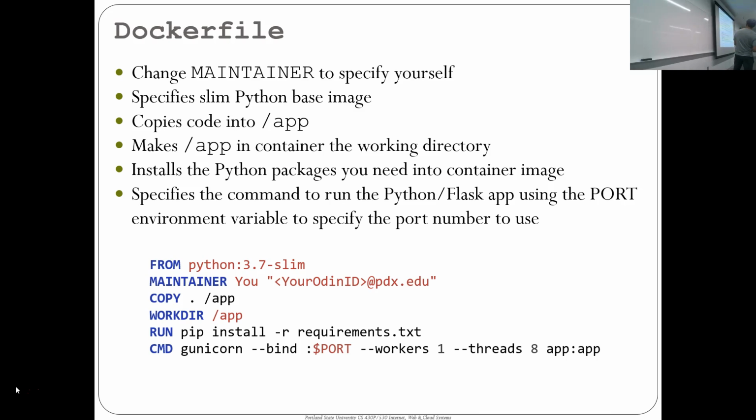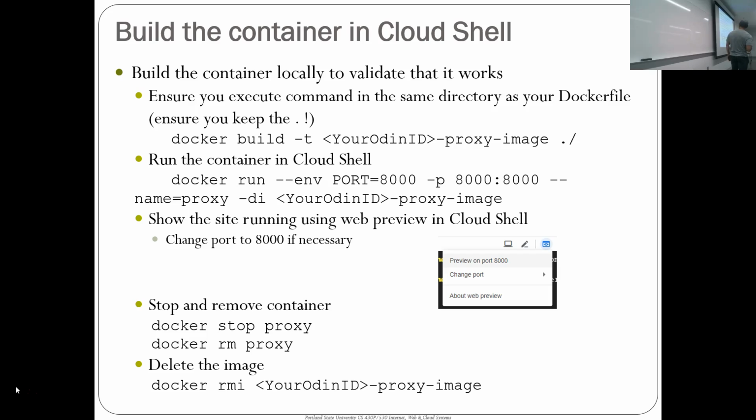Okay. So this is the Dockerfile. It's really simple. Make sure you change the maintainer to you. That's the only thing you have to do here. And then this is something that you probably know already, a simple Docker build. So you're going to build this container image, and then you're going to run it locally. When you run it locally, it should come up on port 8000. And then you can preview this.